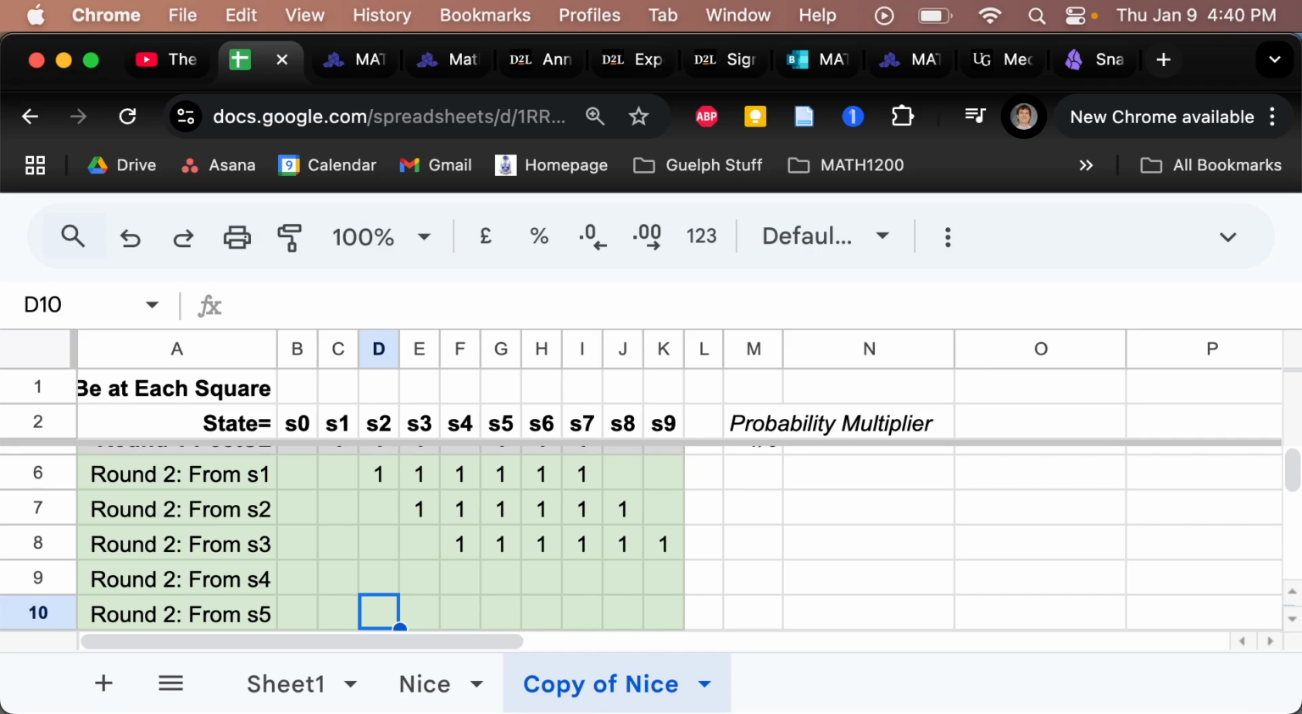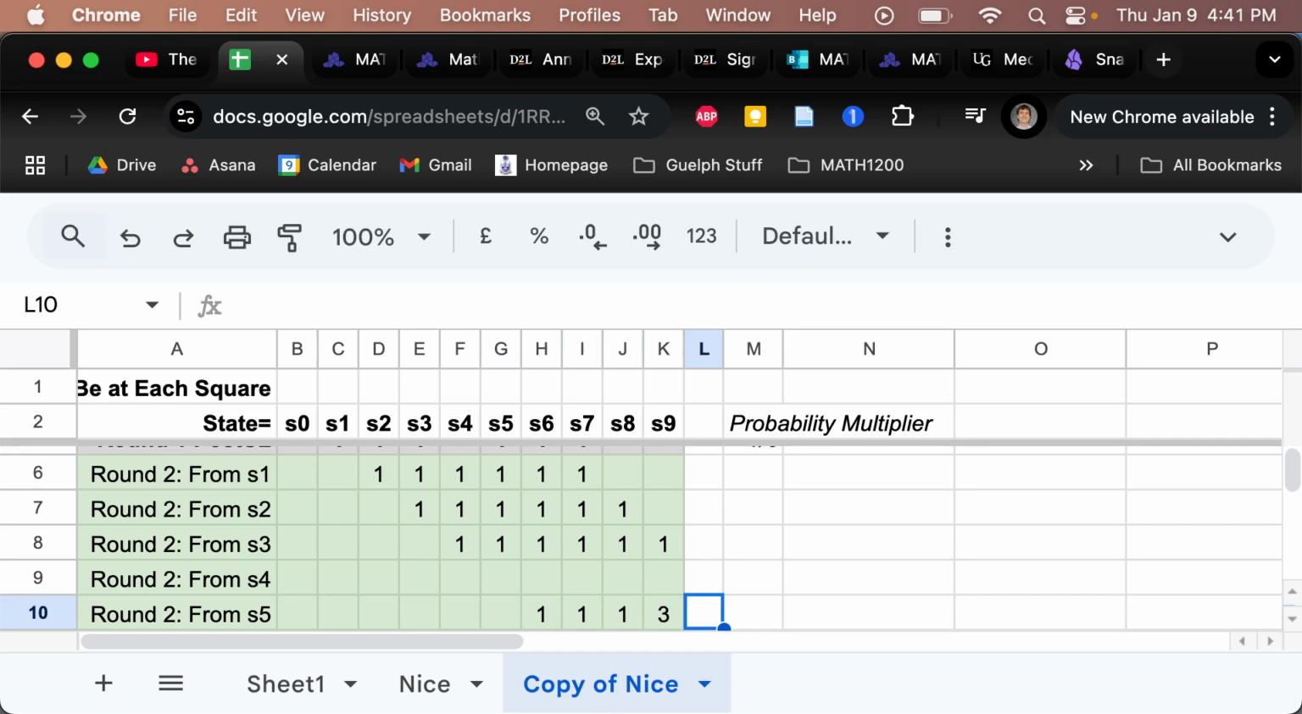S5 is also interesting. So S5 is 1, 1, 1, 1. What number do I put here? Now I'll call on you. 2, yes. So there's 2 ways to get from S5 to square 9. You can roll 4. Would it be 1113? It should be 1113. Yes, very good. All right, very good. It should be 1113.